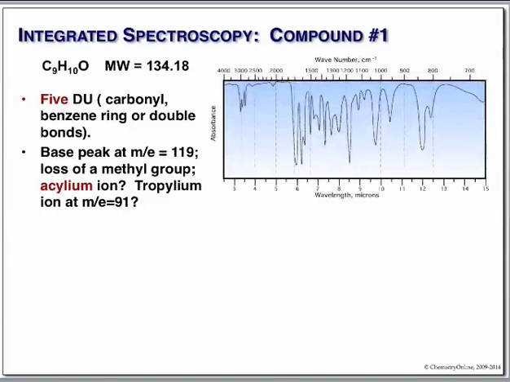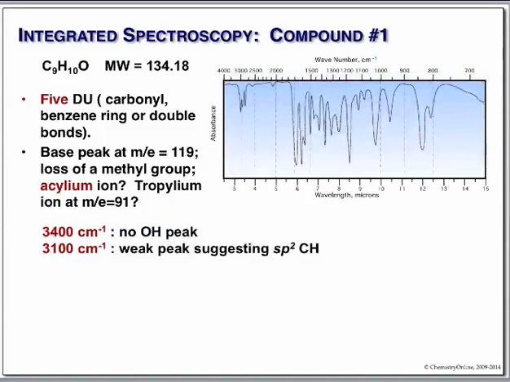Well, let's see. At 3400, I don't see anything big and broad and ugly that would be an OH. Here, just on the high side of 3000, I have a little peak, probably sp2 CH. On the low side of 3000, I have something there suggesting we have sp3 CH. Looks like symmetric and asymmetric stretching.